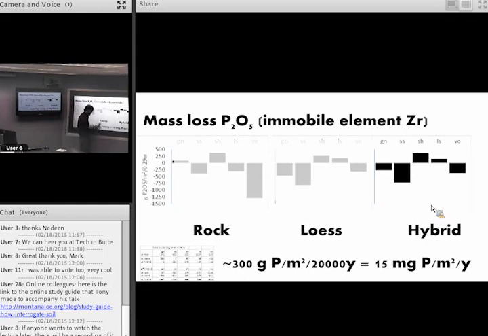We don't have that yet. We're working on this number. But let's just estimate that the soil's up there at 20,000 years old. That gets you a flux, right? That's a total supply from the hybrid parent of 15 milligrams of phosphorus per square meter per year.